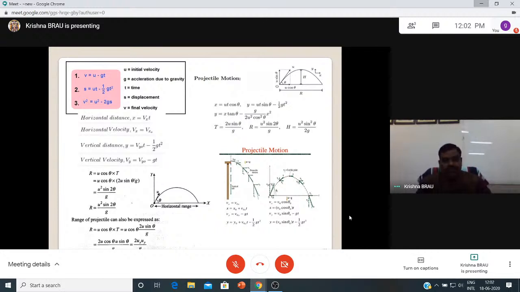So now here, x is equal to u cos theta and y is equal to u sin theta minus half gt square. Why? Because in the y direction we have acceleration due to gravity. In x direction there is no acceleration. S is equal to velocity with time.